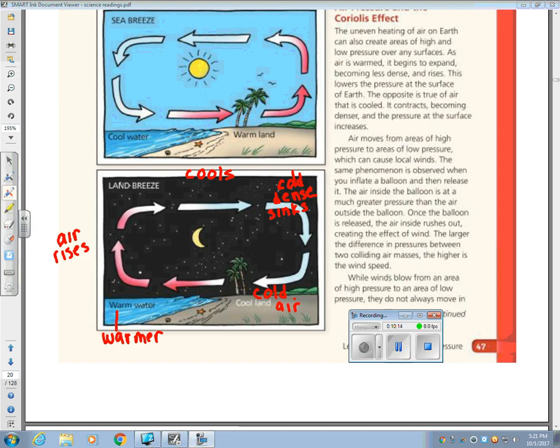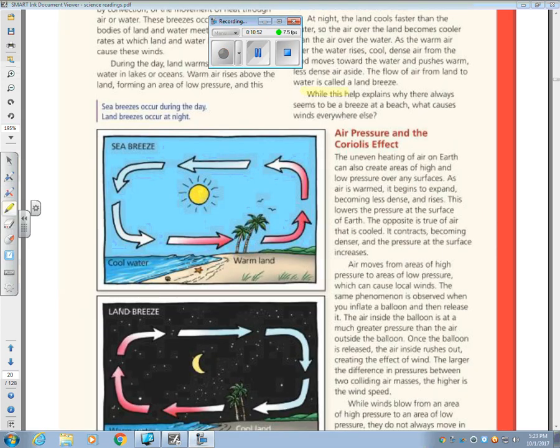So what happens here is that with a land breeze, particularly at night on a beach, you're going to have the wind blowing off of the land and into the water. And that's because you have warmer air over the ocean that rises, cools, finally sinks over the land, and then that colder air replaces the warmer air. Notice also that this is a convection current. Again, it's going in a circle. While this helps explain why there always seems to be a breeze at a beach, what causes winds everywhere else?